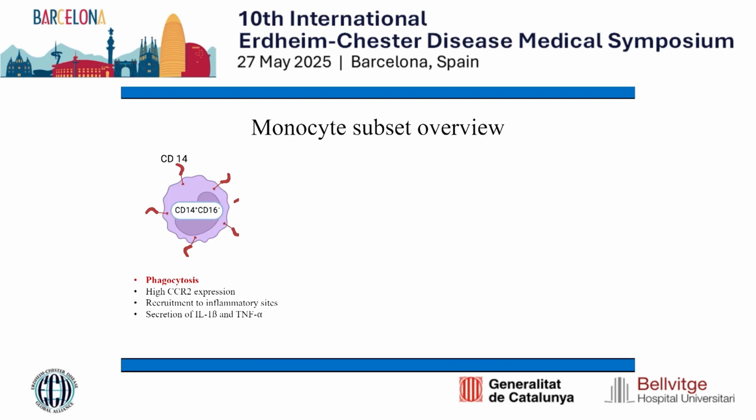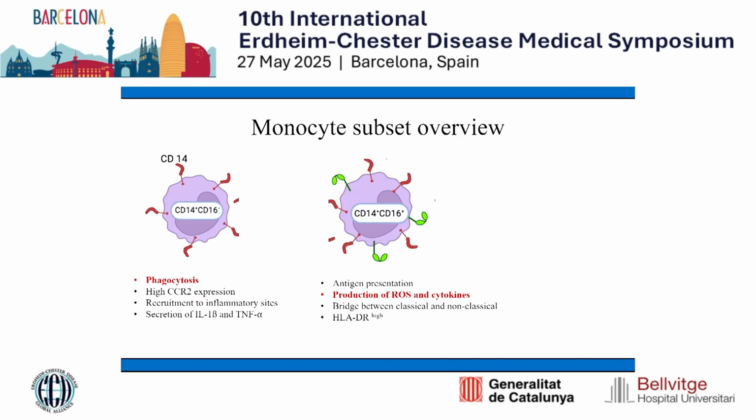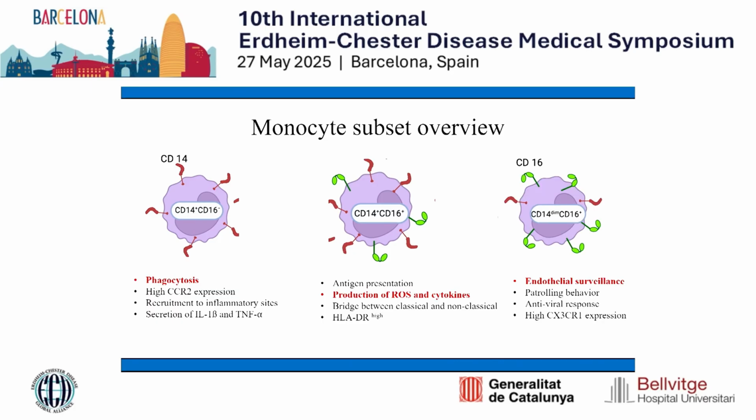So if you look at all the subsets, there are 3 subsets. The classical are implicated in phagocytosis, and they're considered inflammatory. There is the intermediate, which are implicated in antigen presentation. This is a bridge between the classical and the non-classical, and they are usually considered pro-inflammatory, but they can, in certain situations, produce some IL-10, which could be anti-inflammatory. And you have the non-classical, which are implicated in endothelial surveillance.